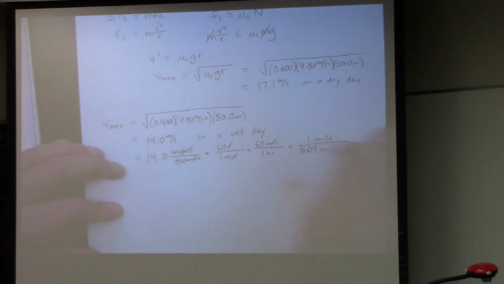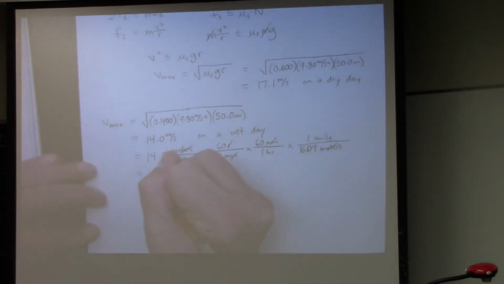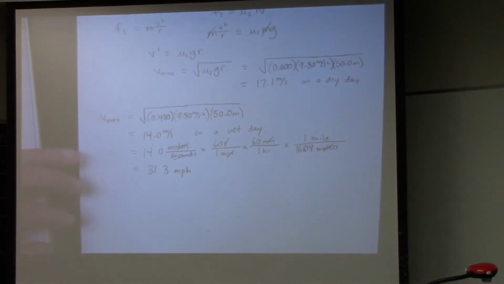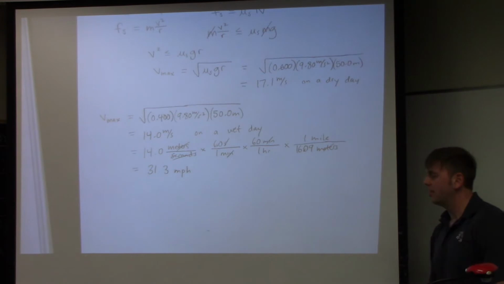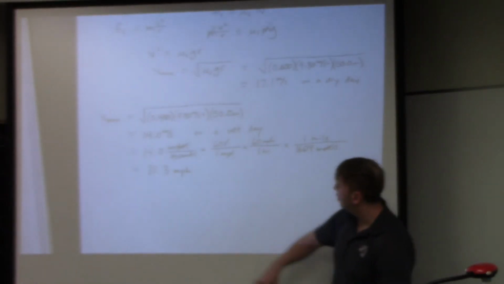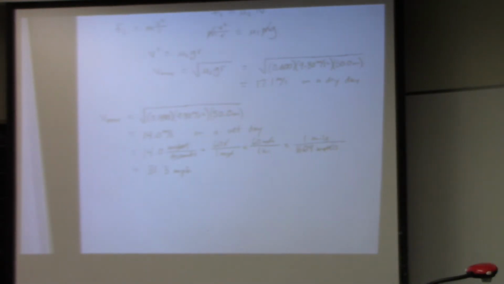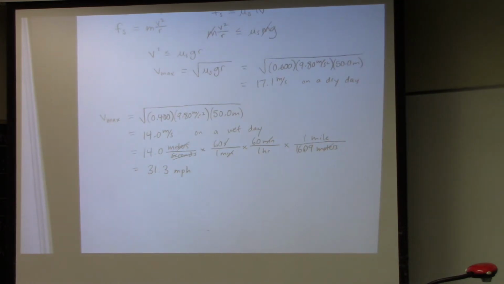So cancel out meters. Now we're in miles per hour. So how many miles per hour is this? Turns out it's about 31.3 miles per hour. And what that means is you're not going to be able to safely take the turn going 35 miles per hour. The maximum speed you can be going is this, 31.3 miles per hour. So yeah, you are going to skid off the road if you take the turn at that speed. That's not safe.